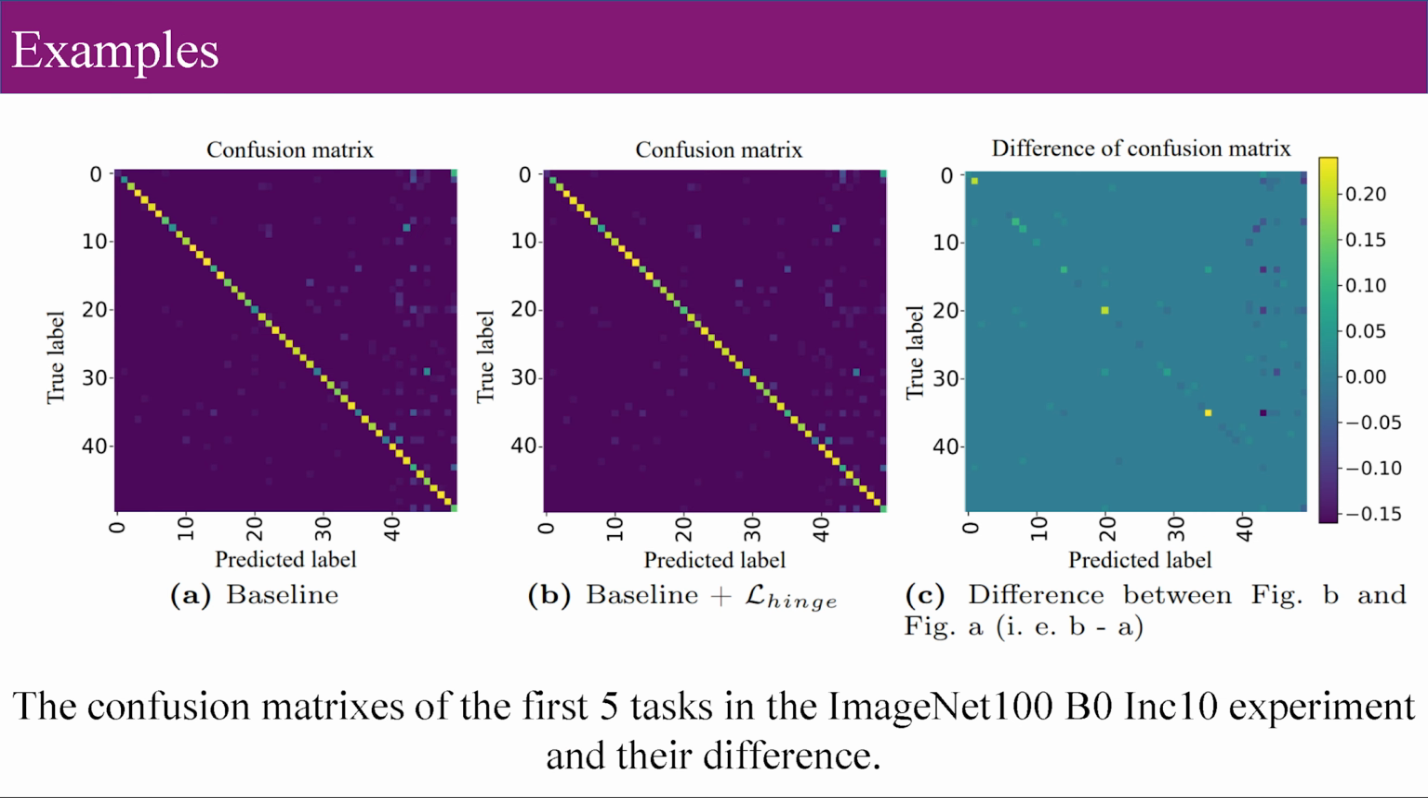These are the confusion matrices of the first 5 tasks in the ImageNet 110 tasks experiment and their differences. From Figure C, we can observe that our method effectively reclassifies the old class samples, which were misclassified as new classes in the baseline, back to their correct old classes.